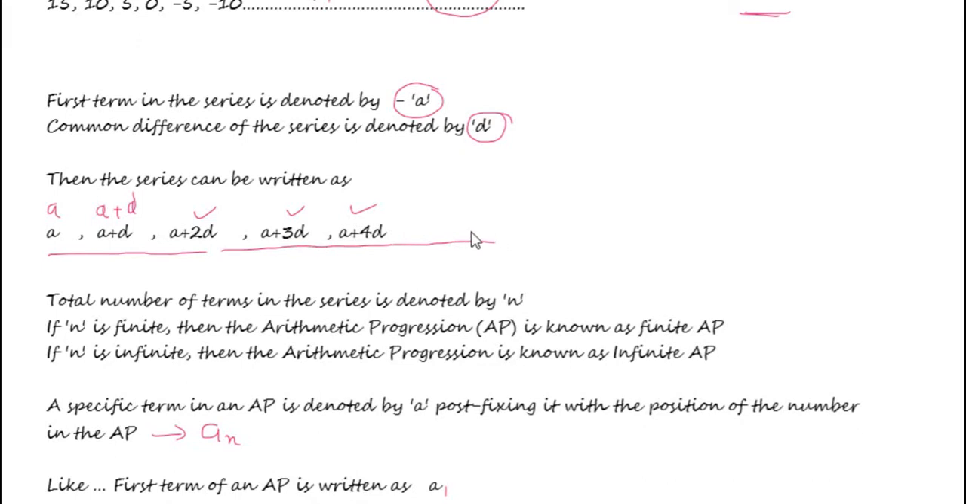In an arithmetic progression where the first term is a and the common difference is d, the terms are a, a plus d, a plus 2d, a plus 3d, like this. And in an arithmetic progression, the total number of terms is represented by n. If n is finite, then the arithmetic progression is a finite series. If n is infinite, then such an arithmetic progression is an infinite AP.